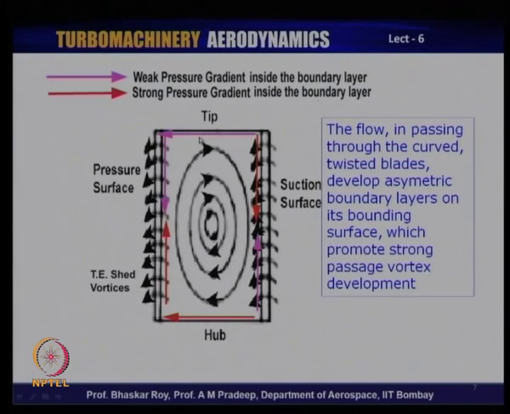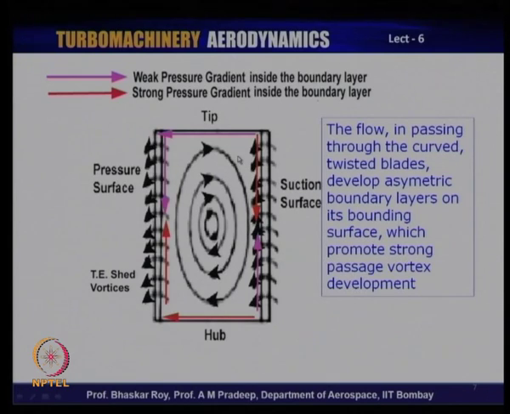So, in summation, flow passing through the curved, twisted blades develops a strong asymmetric boundary layer on its bounding surfaces. There are four surfaces which are dissimilar to each other and which promote the creation of a strong passage vortex. These boundary layers are created because of the pressure gradient along the solid surfaces, and on the solid surfaces, as you well know, you have boundary layers. Within the boundary layers, there is fluid movement from high pressure to low pressure, as shown by the red and pink lines. This movement of fluid within the boundary layer initiates a motion of fluid as the flow passes through the blades, and it acquires a passage vortex shape like this.